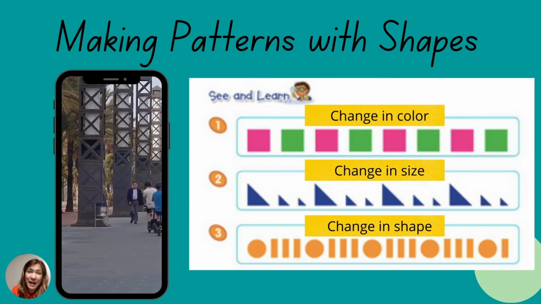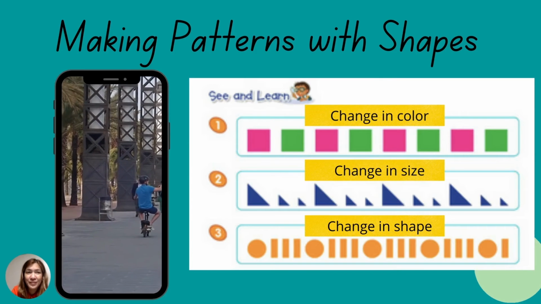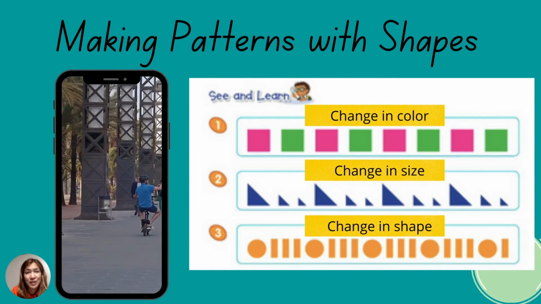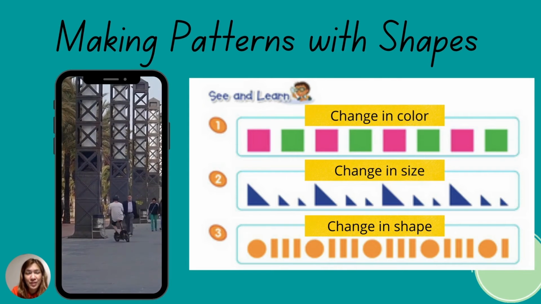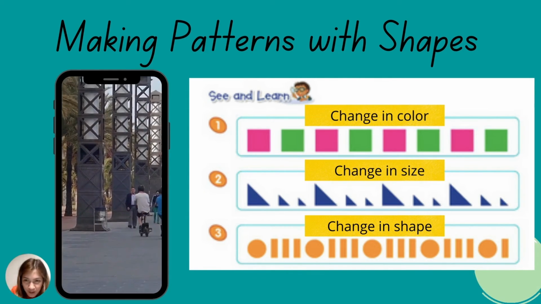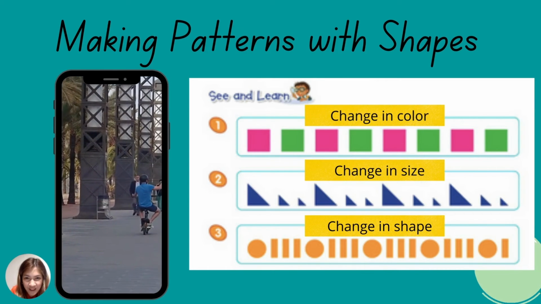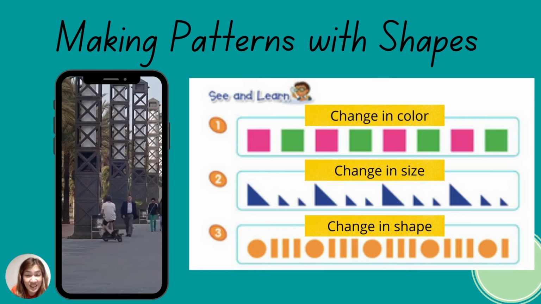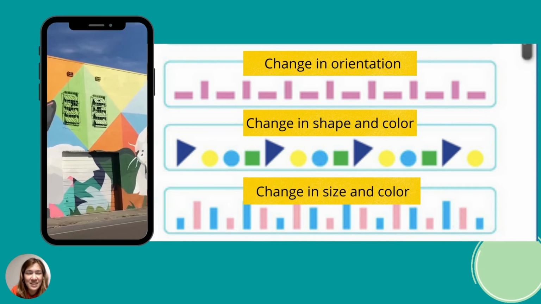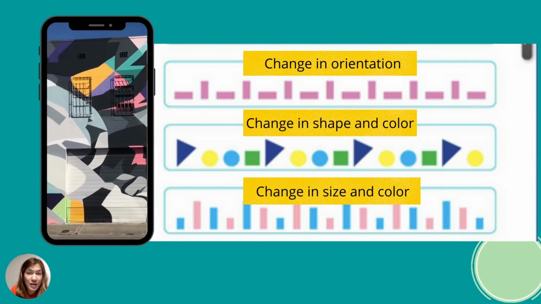So we can also make patterns with shapes. It can be a change in color, change in size, also in shape. Circle, rectangle, rectangle, rectangle, circle, rectangle, rectangle, rectangle. So what do you think is the next shape here? If we continue the pattern. Yes, it's another rectangle.